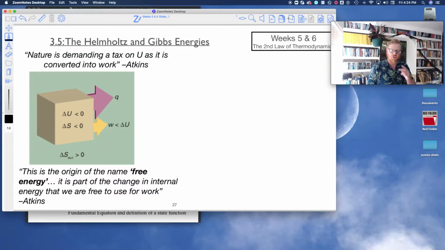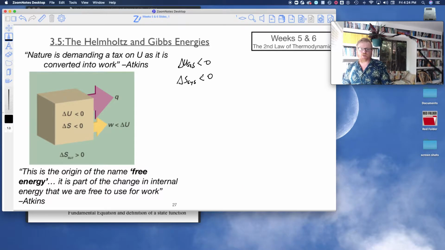A scenario. I'm going to set up two scenarios here, and Atkins describes these. Admittedly, it's a bit confusing, but I really like this description of why we call this the free energy. Okay? So this first starts by saying, suppose we have a system. And in this system, we're going to say, suppose that delta U of the system is negative and delta S of the system is negative.